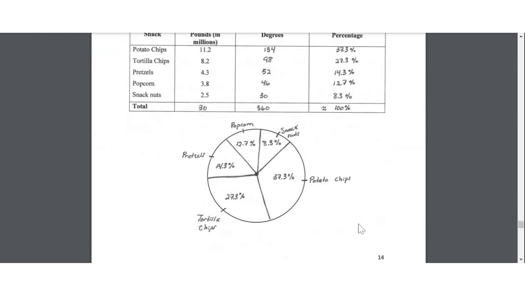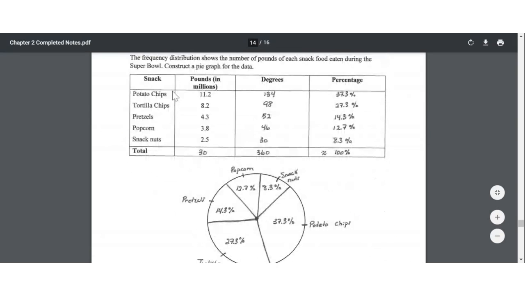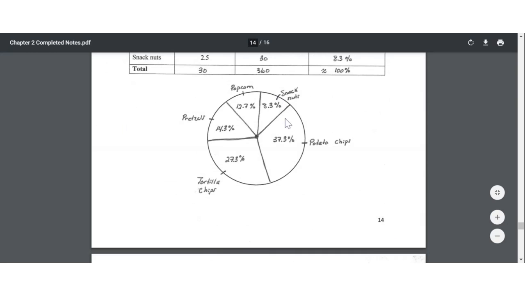And then to do the pie chart, I want to start with potato chips. So I have potato chips, took up 134 degrees. So I want to do a little bit less than 180 degrees. So it looks somewhat like that. And then I put the percentage inside of the wedge, and then I label the wedge.